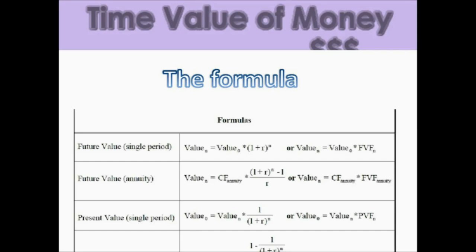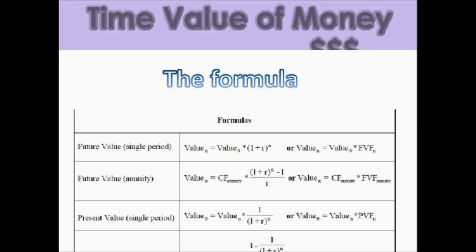Okay, let's take a look at the time value of money formula. This is the future value formula. Future value equals present value times 1 plus r to the power of n, or future value equals present value times FVIF. The value of FVIF can be found from the table. R is the interest, while n is the number of years.